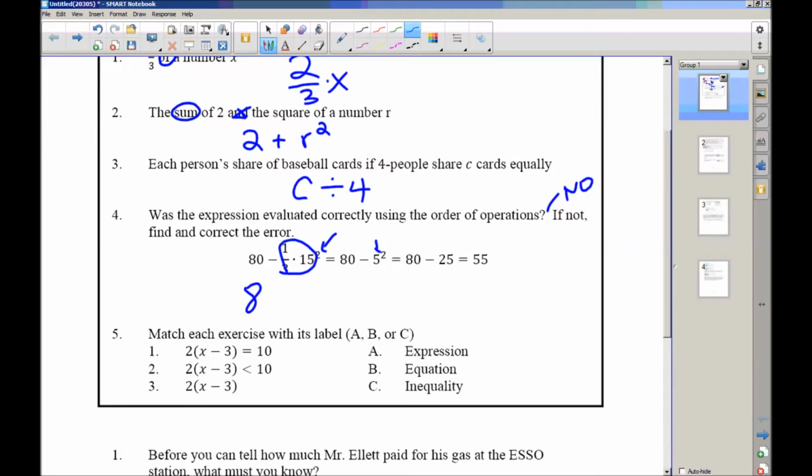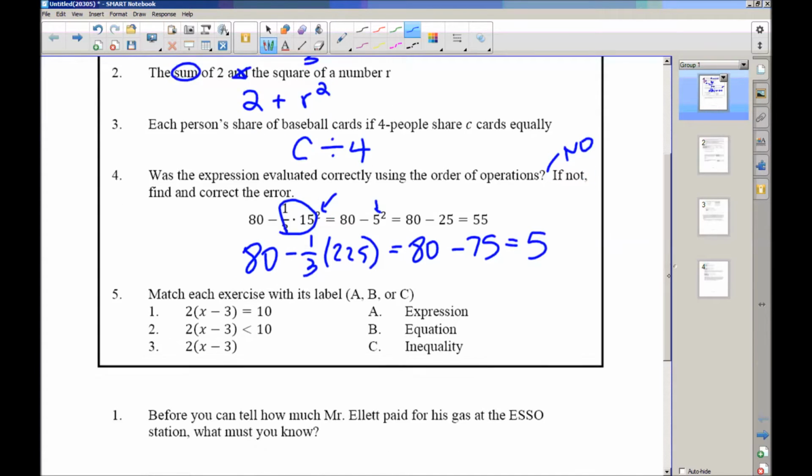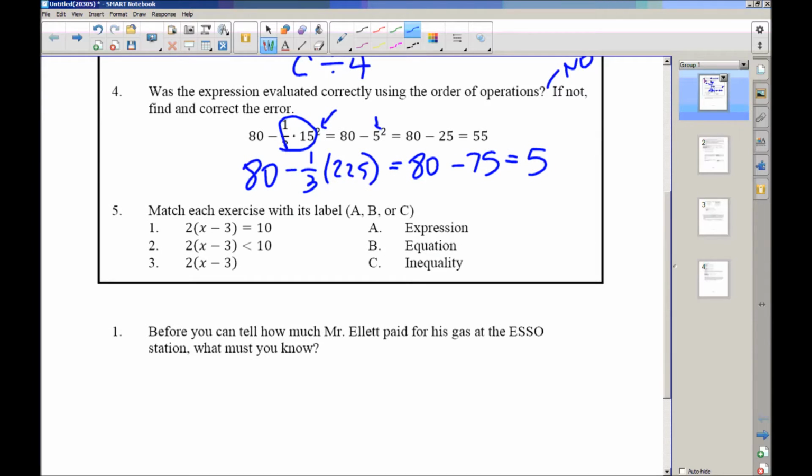So correcting the error would be something like this: 80 minus 1/3 times 225, okay, which turns into 80 minus 75, and then that equals 5. Number 5. Match each exercise with its label, A, B, or C. So we are trying to figure out which one of these are expressions, equations, or inequalities.